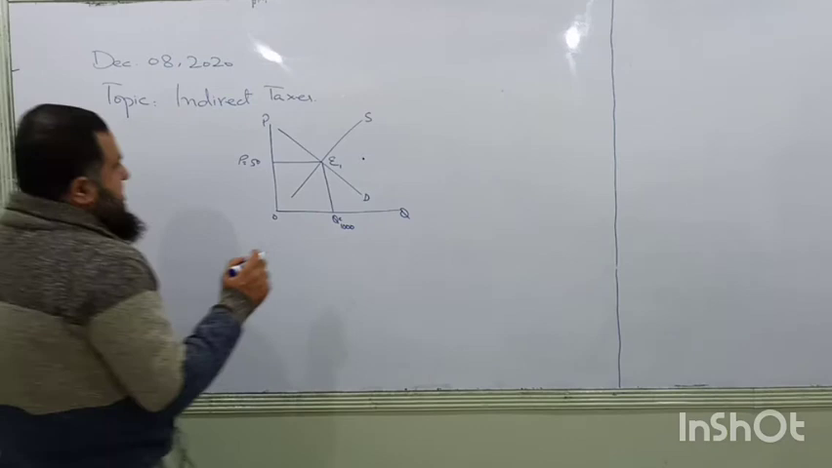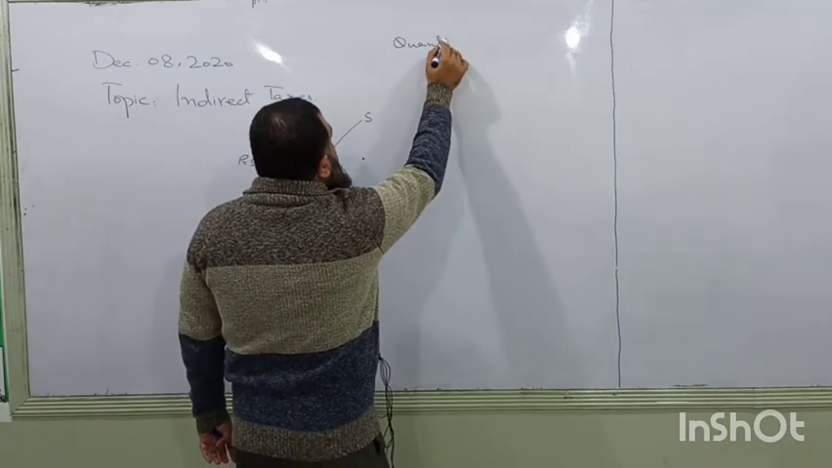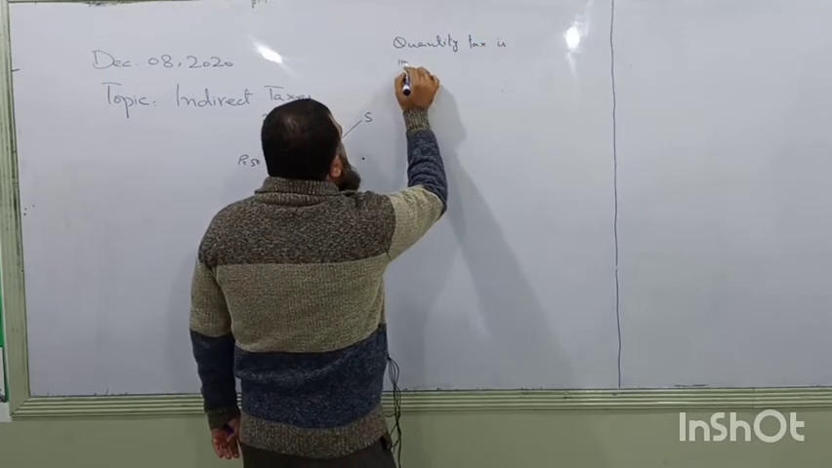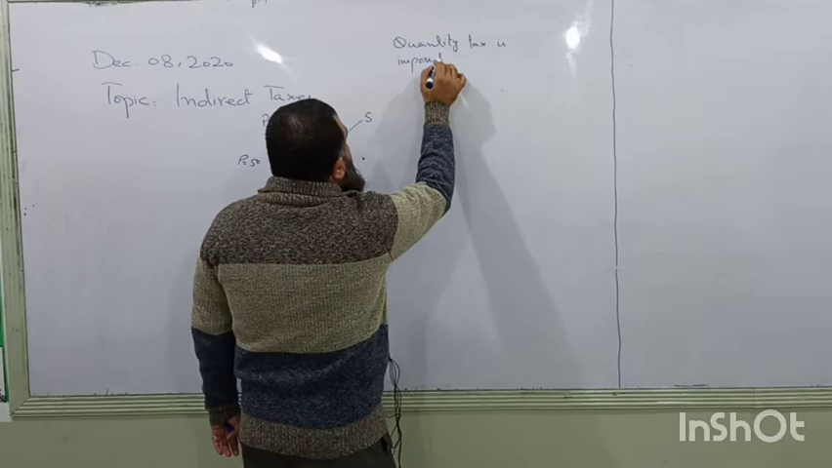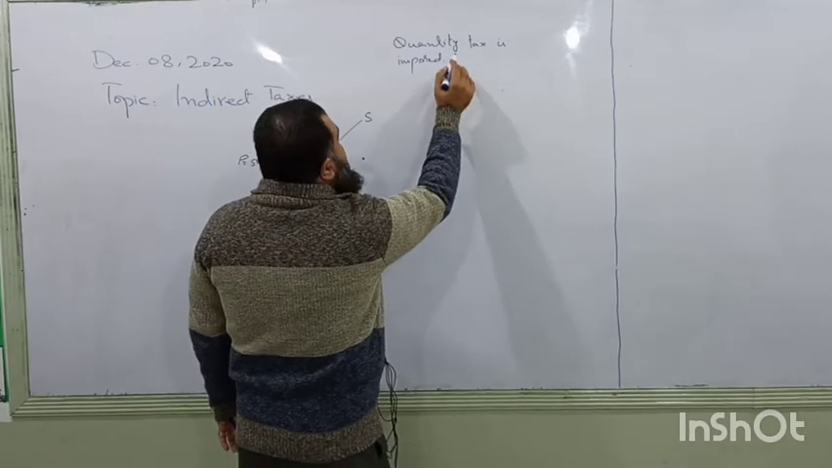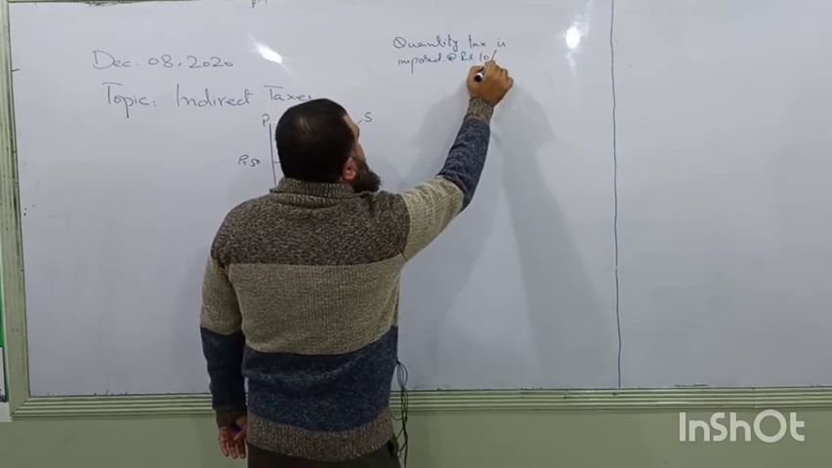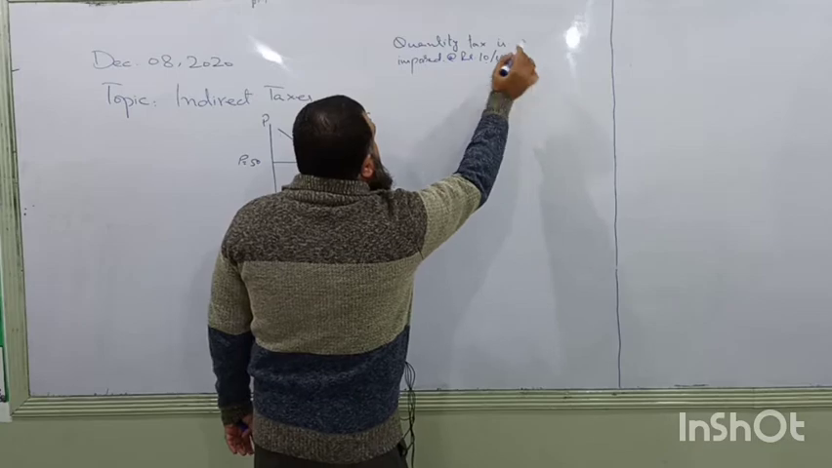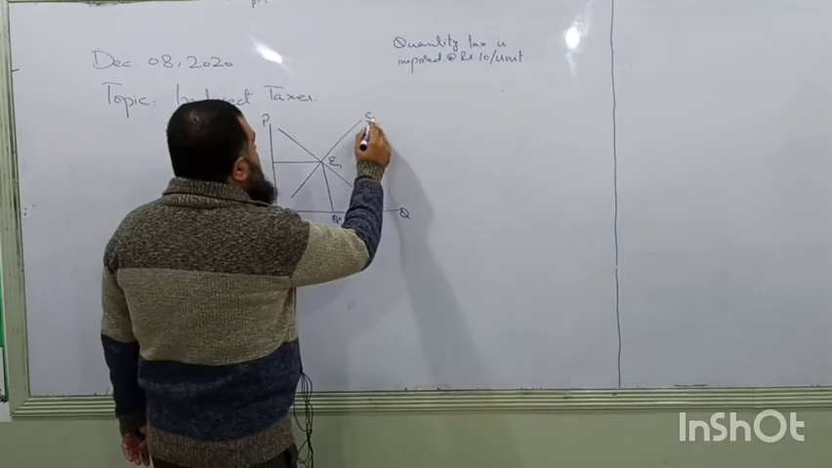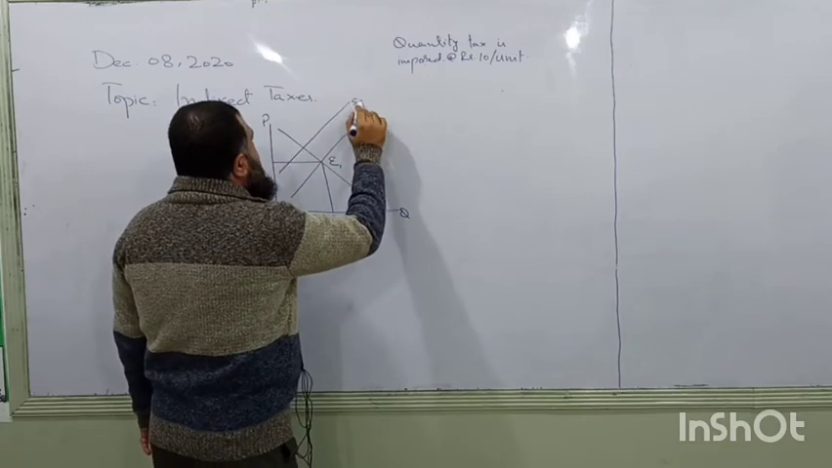So when a quantity tax is imposed, what will happen to the supply curve? It will have a leftward shift, now at the rate of rupees 10 per unit. Remember, it will cause a leftward shift of the supply curve, which is now a parallel leftward shift.